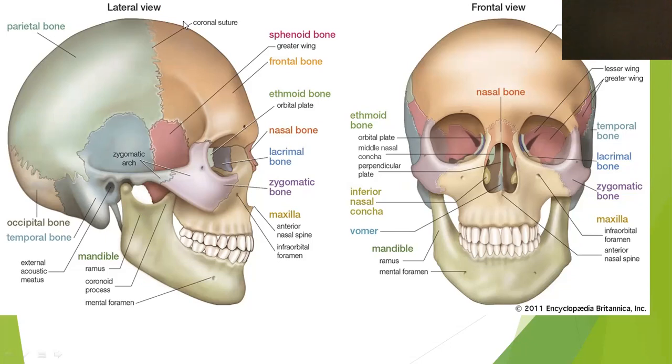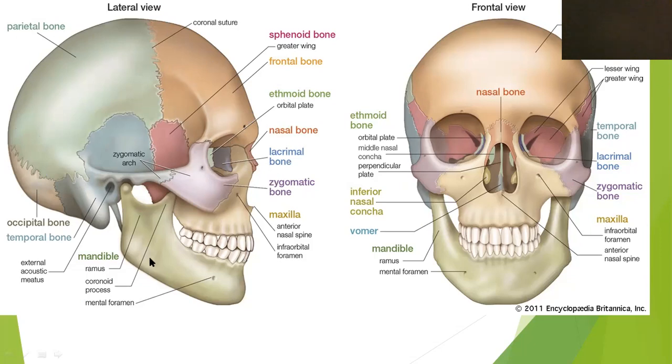Now the unpaired bones. See this one, this is the frontal bone. Then posteriorly we have the occipital bone. Then here comes the sphenoid bone. Between the frontal and the sphenoid there comes an ethmoid bone. Those are the unpaired bones. These bones form the brain box, or the box for the brain, or the calvaria.